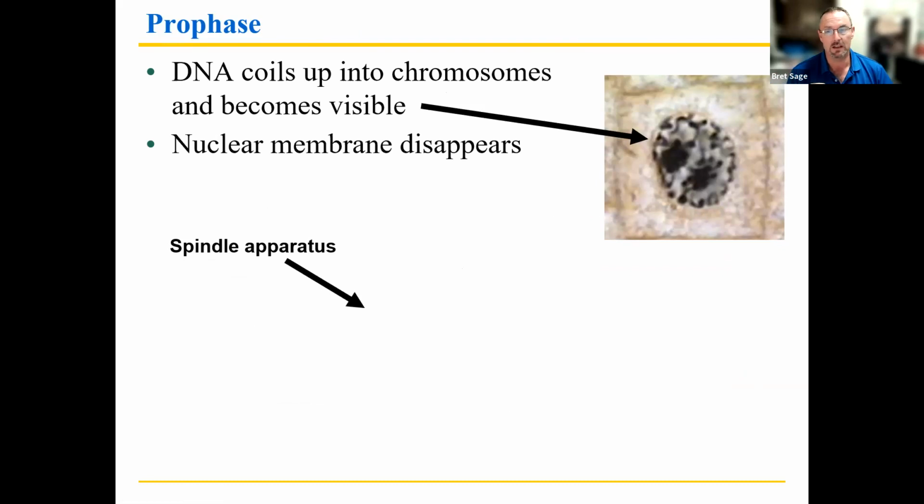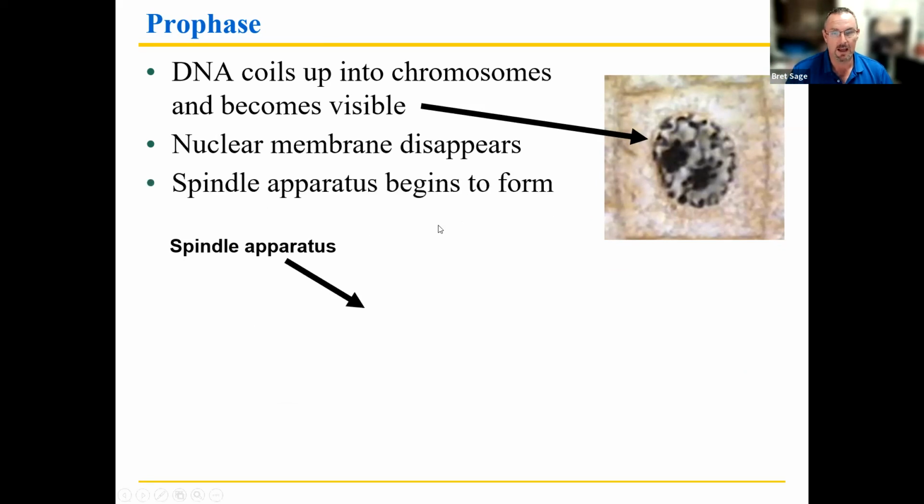Why does that happen? Because you're going to have to pull these chromosomes apart. And if they're stuck inside of a bubble, you can't separate them. So the nuclear membrane begins to disappear. The spindle apparatus begins to form. So this is the structure that's going to pull the copies of DNA apart at the end of this process.